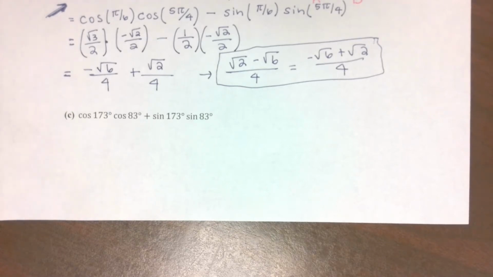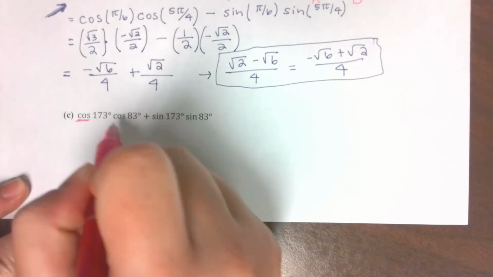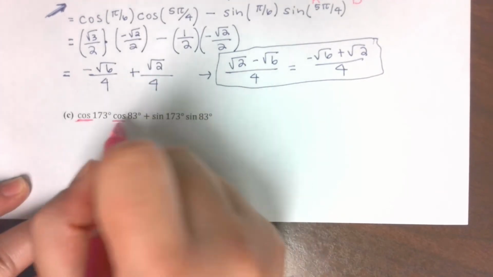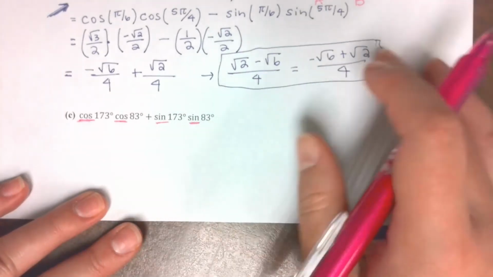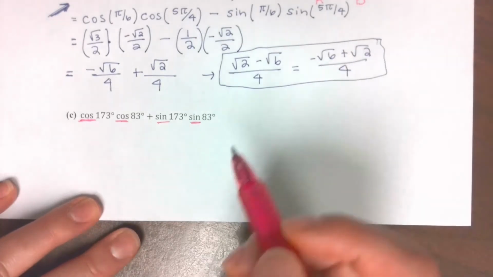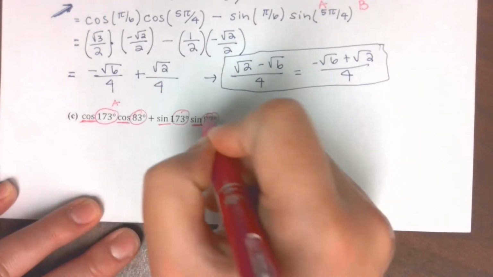Okay, so here we have cosine of 173 degrees times cosine of 83 degrees plus sine of 173 degrees times sine of 83 degrees. Okay, so once you learn the other sum or difference identities, you'll know that this is for cosine, because of how the sum or difference identity is set up for cosine. Both cosines are here and then sines are here, and you'll know what I'm talking about once we learn the other ones, okay? So these numbers have to be the same, because one has to be A and one has to be B.